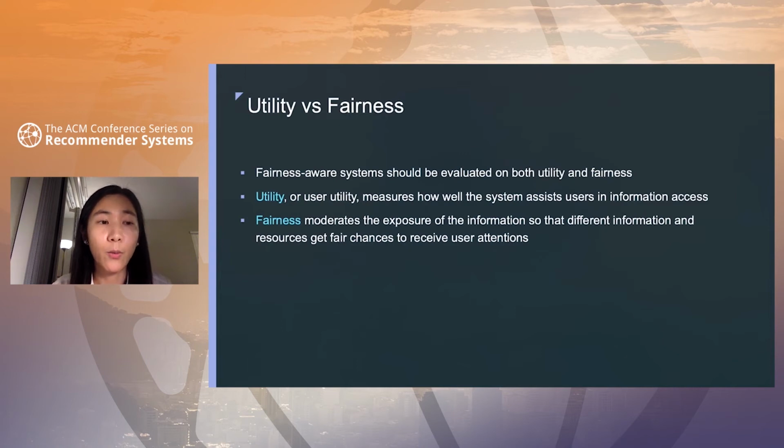Of course, we should never forget the utility of the system, because that's how we're going to make the system useful to the users. So fairness-aware systems should be evaluated on both utility and fairness. Utility, system utility or user utility measures how well the system assists the users in information access. Fairness moderates the exposure of the information so that different information and resources get a fair chance to receive user attention.